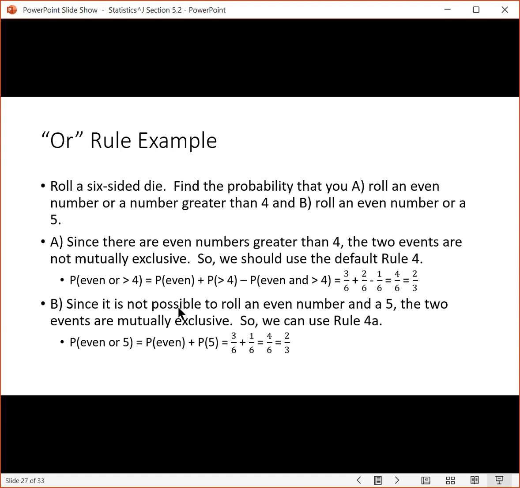All right, so since it's not possible to roll an even number and a 5, the two events are mutually exclusive. So then we can go ahead and use rule 4a there. The probability of an even is 3 out of 6. The probability of a 5 is 1 out of 6. This is obvious, right? A 5 is odd, so it's not going to be an even number. That's why the two are mutually exclusive. So we've got the 3 out of 6 for the even, the 1 out of 6 for the 5, and then we can add those and get our probability.